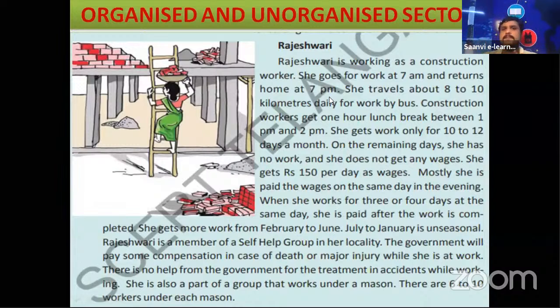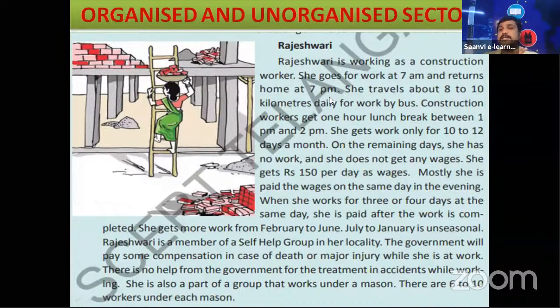So dear students, see here Rajeshwari, a woman, her working condition is clearly explained here. She is working in the unorganized sector. These coolie workers and others come under the unorganized sector, and they have no work throughout the year. Actually, monthly, how many days she gets work, you can understand now. The same way, she is paid 150 per day, and she is a member of a self-help group.